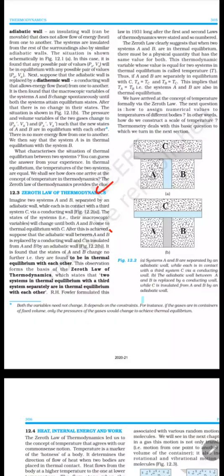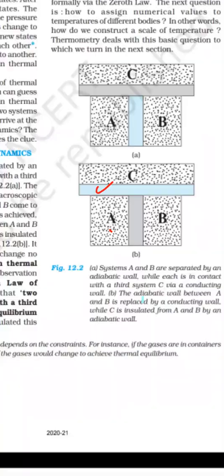System A and B are separated by adiabatic wall. Adiabatic wall means which does not allow the heat transfer. They are not allowed heat transfer with each other. They are only connected with the third system by conducting wall. So here heat transfer is allowed. Here also heat transfer is allowed. Afterwards, what they do is they replace the adiabatic wall by a conducting wall. Now this is a conducting wall and this is the adiabatic wall.